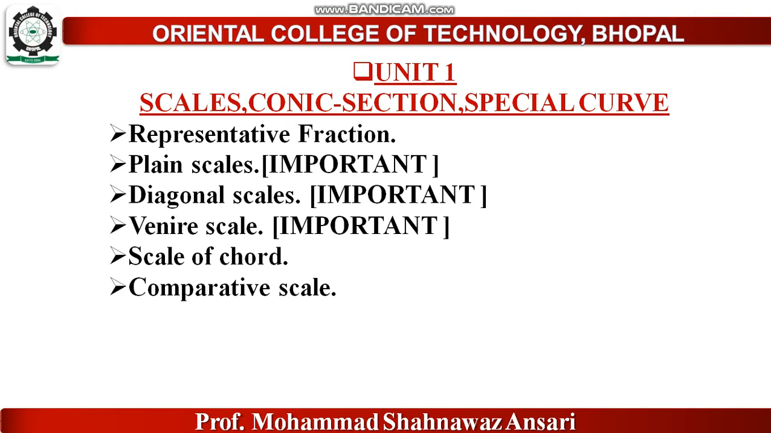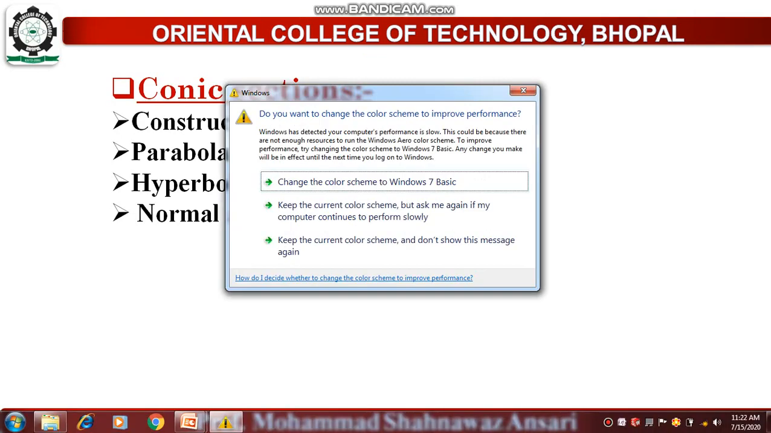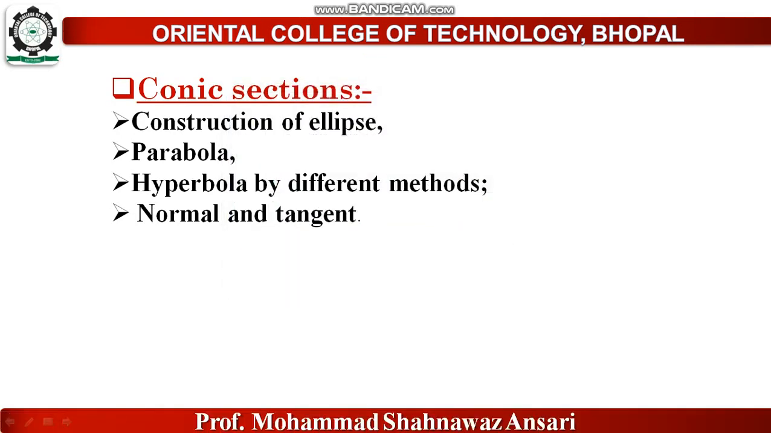The important topics are representative fraction, plane scale, diagonal scale, vernier scale. These topics are important according to RGPV. The remaining two scales, scale of chord and comparative scale, are out of syllabus in RGPV. Now the second topic is conic section. In conic section we study the construction of ellipse, parabola, hyperbola by different methods, and also draw the tangent and normal on the curve.